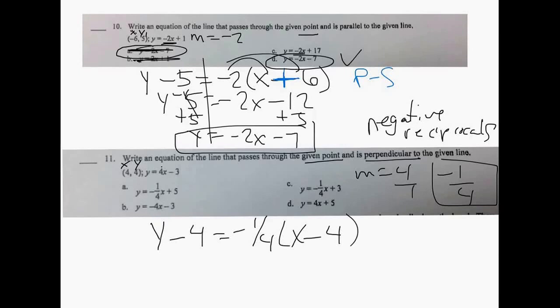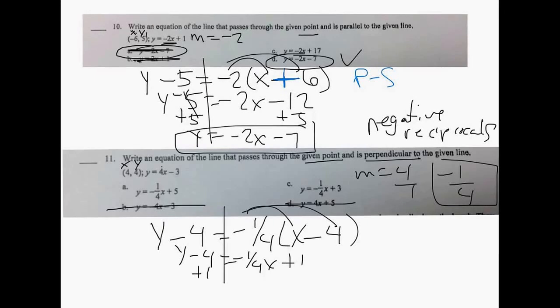Again, looking at our answer choices, we know it's not B or D because they have the wrong slope. Draw our line down. Distribute. Y minus 4 equals -1/4 x. -1/4 times -4. Again, type that in your calculator. It's +1. Add 4 to both sides. And so y equals -1/4 x plus 5. So A is the right answer. We'll give you the point slope formula on the test, so you'll have the formula. You don't need to memorize it.